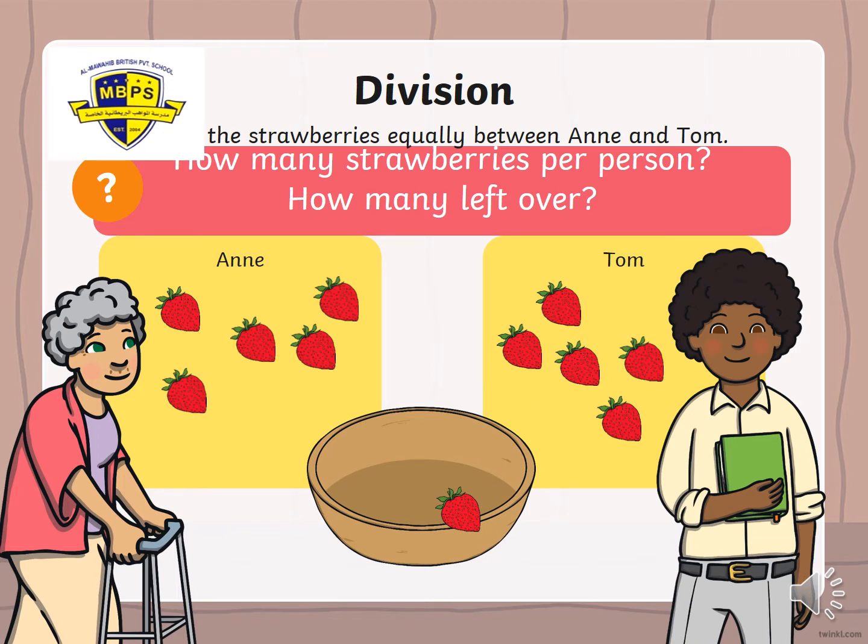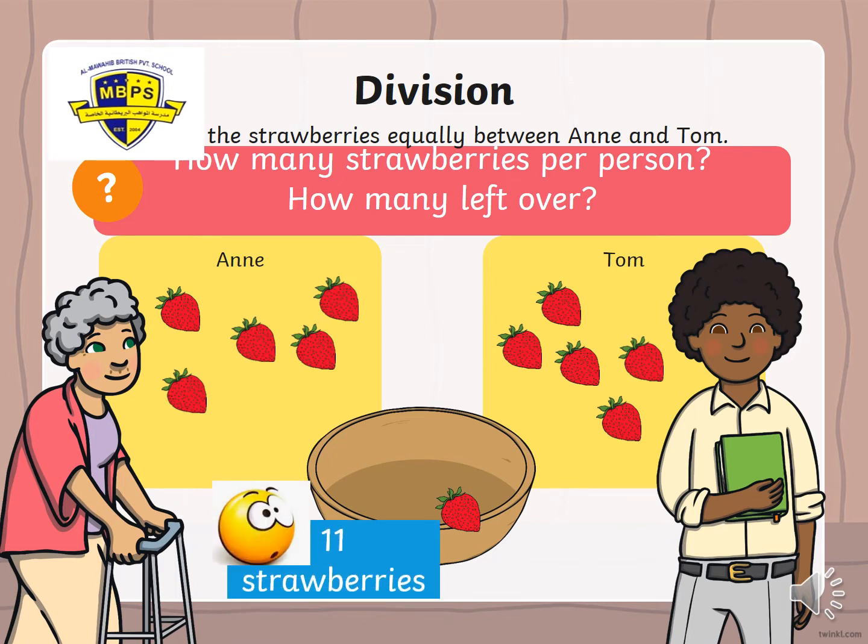Now I finished sharing, but still I have 1 left over in the basket. This one I can't share it. You know why? Because if I share it, they will not be equal. Now I have 5 for each one. If I share this 1 strawberry, I will have 6 and 5, and they will not be equal. So I can share the 11 strawberries, but I will have 1 left over. I will give how many for each person? 5 for each person. And how many will be left over? Very good. There will be 1 strawberry left over.